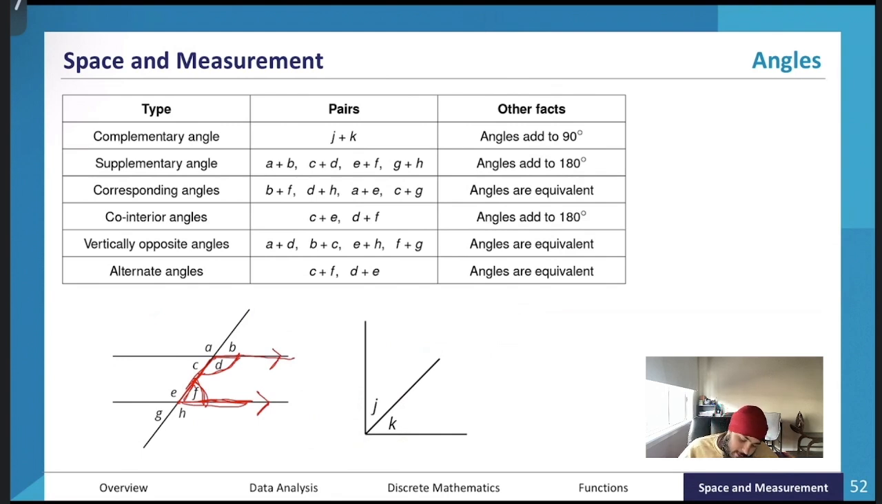And similarly, this C over here, okay, so you can not only form a C in that direction, you can also form a C here. So E and C will also add up to 180 degrees. So these are co-interior angles.